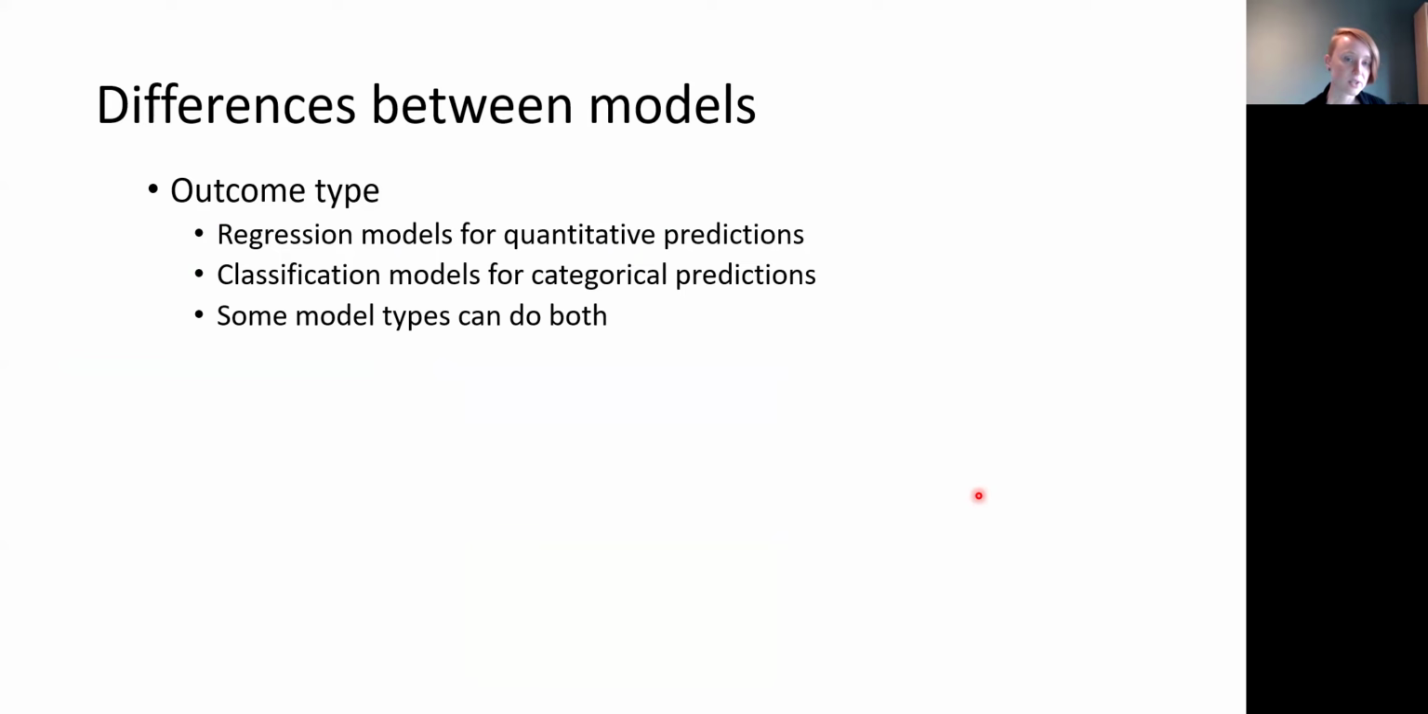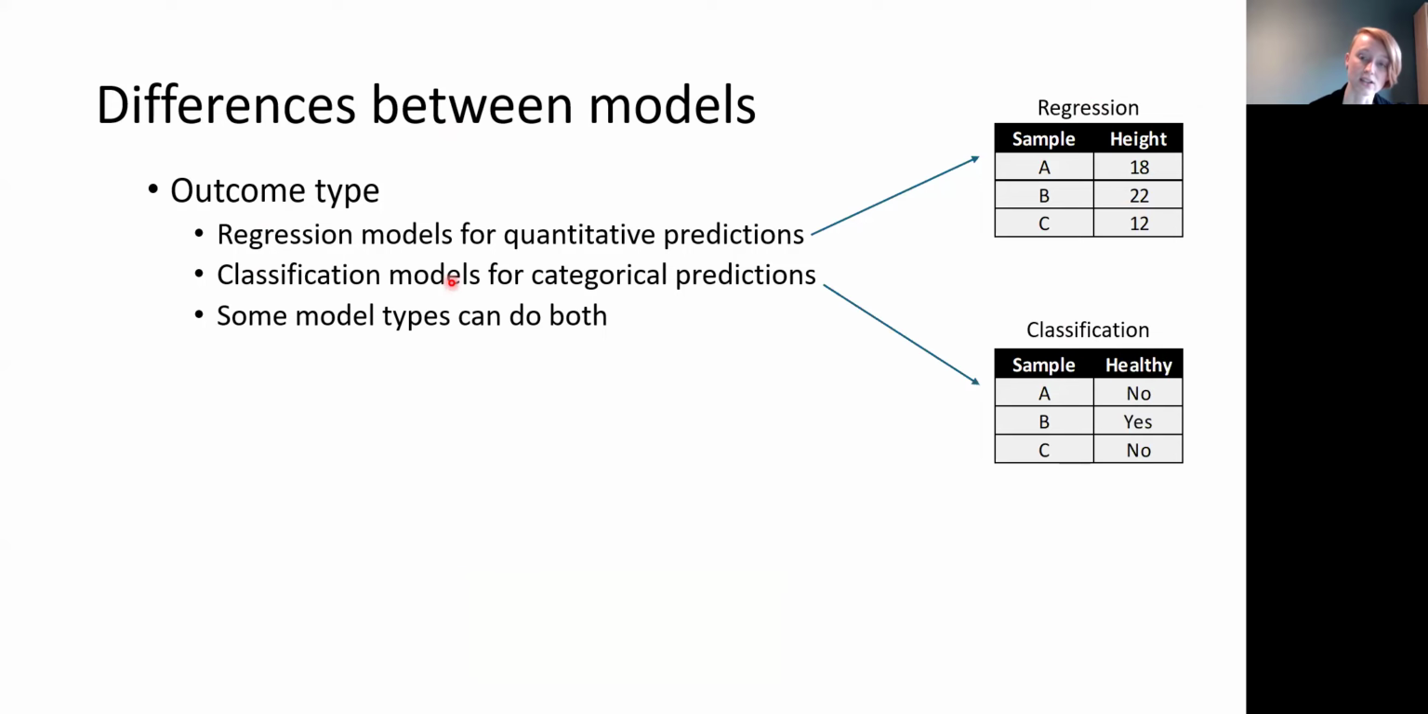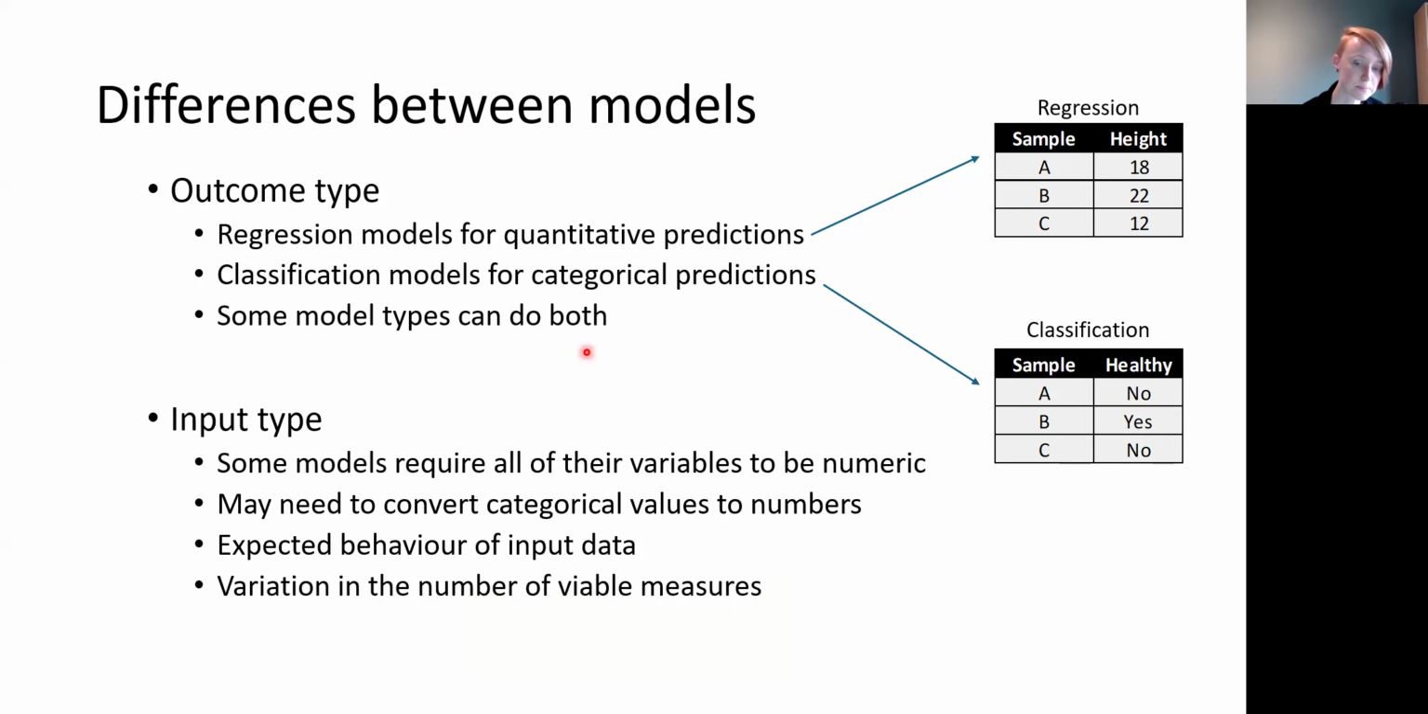There are some key differences between model types that will help us decide which model we might want to use. So we can think about the outcome type that we have. Is what we want to predict quantitative, like height, in which case we'll want to use a regression model? Is it categorical, like whether or not someone is healthy? Then that would be a classification model. Some model types can do both of these.